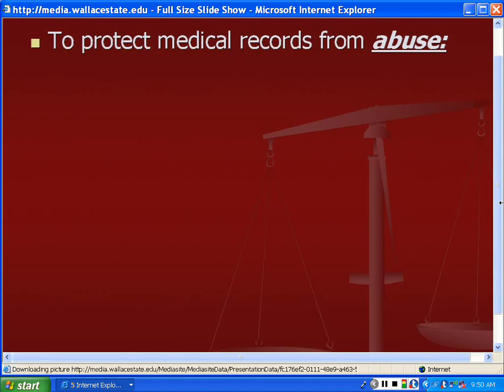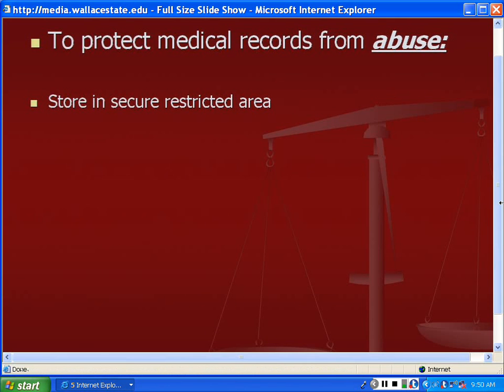To protect the medical record from abuse, it needs to be stored in secure, restricted areas. So you don't leave the department open and let people who shouldn't have access come in. Records should be in restricted areas on the units and in the health information department. Wherever the record is, it needs to be in a restricted area.